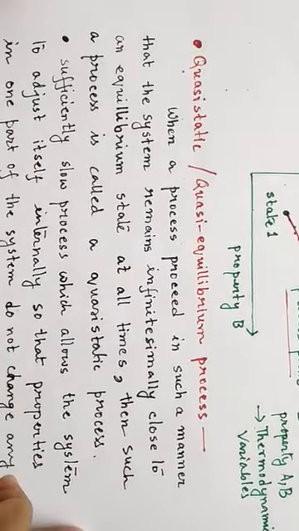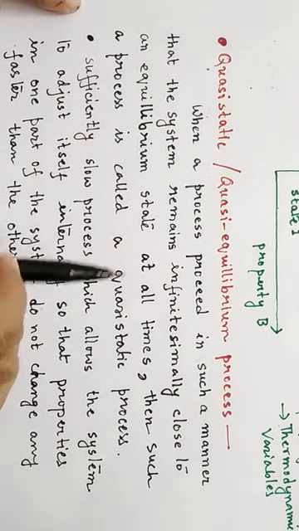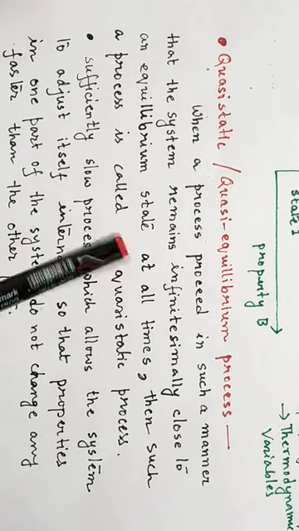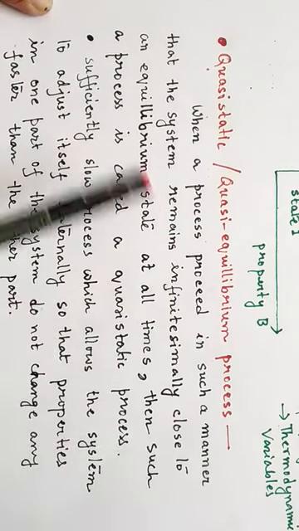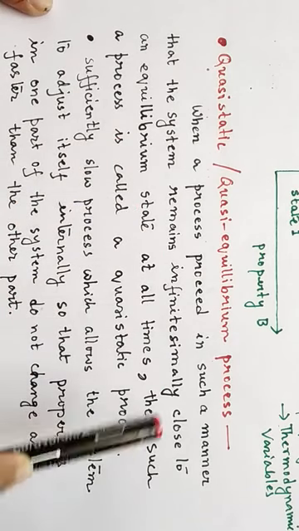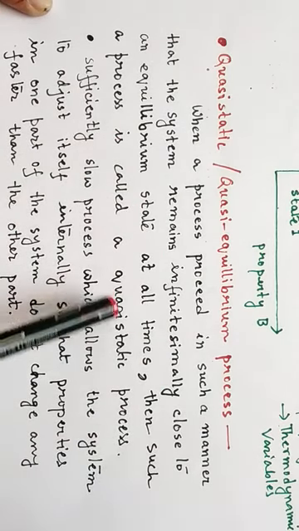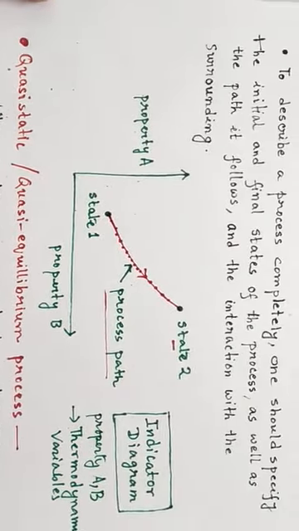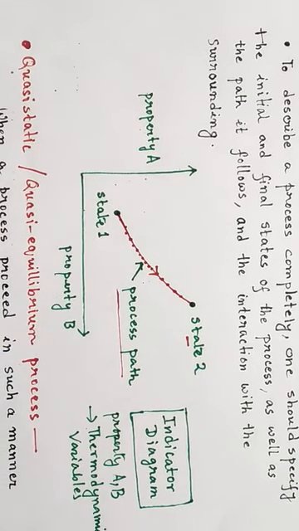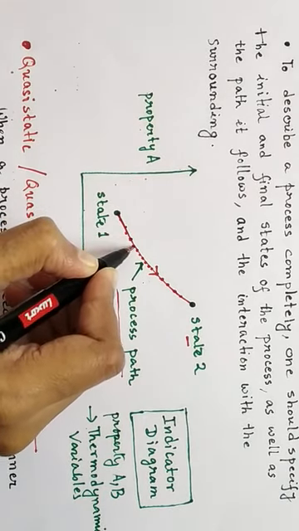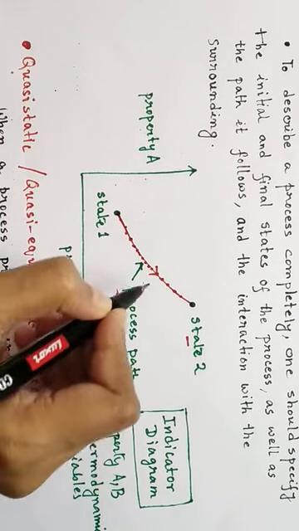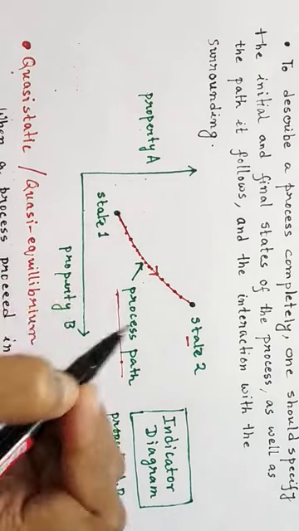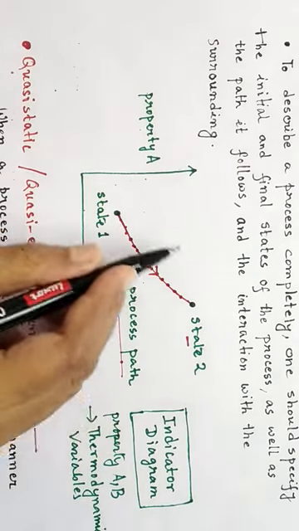Now what is a quasi-static or quasi-equilibrium process? When a process proceeds in such a manner that the system remains infinitesimally close to an equilibrium state at all times, then such a process is called a quasi-static process. Suppose here you see every point on this line, that is, on the process path, denotes a different state through which the system undergoes during this process.